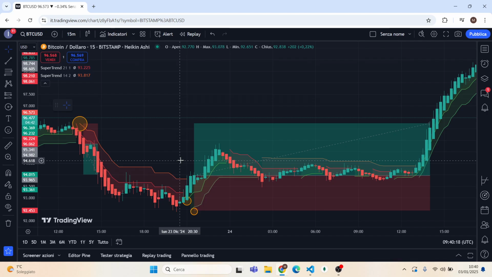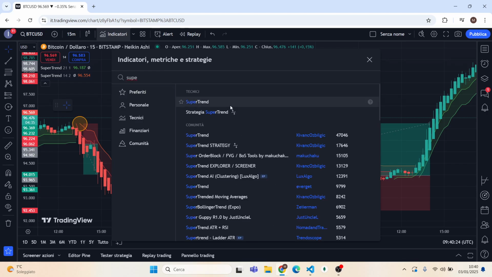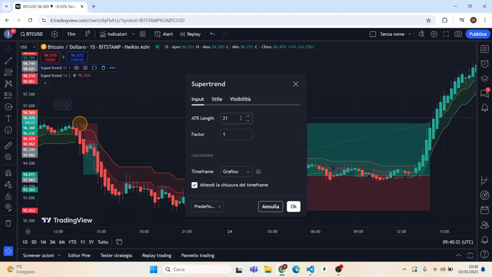The strategy is pretty simple. You have to put on your chart two indicators. Super trend: you click one and then you click another one, because you will need only two super trends. The settings of the first super trend are this one and the settings of the second super trend are this one. Pretty simple. You will not need anything apart from these two super trends.